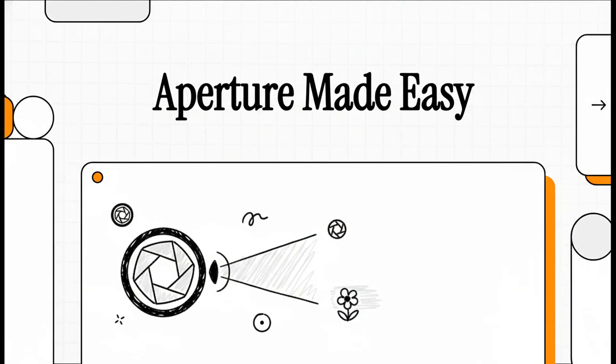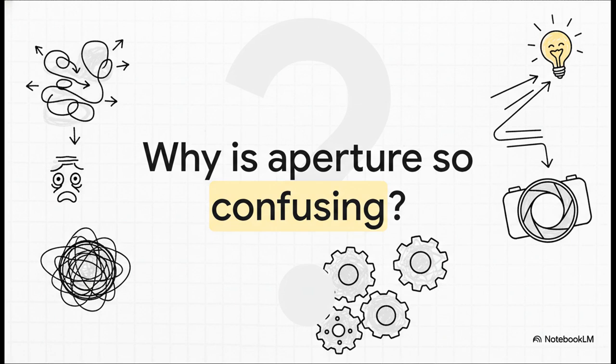Welcome to the Explainer. All right, let's talk about aperture. It's probably one of the most confusing things in all of photography, right? If you've ever felt totally lost trying to understand it, trust me, you are not alone. But here's the good news, there is a much easier way to think about it, and I'm going to show you. So why is it so confusing?